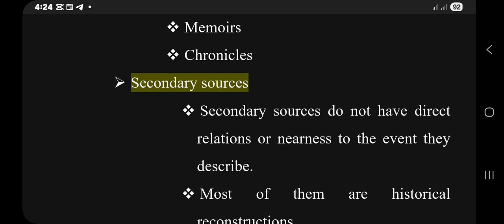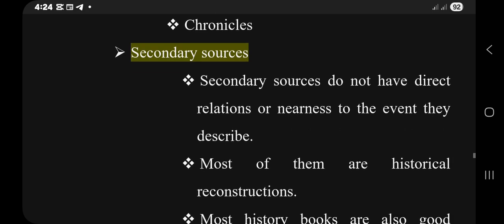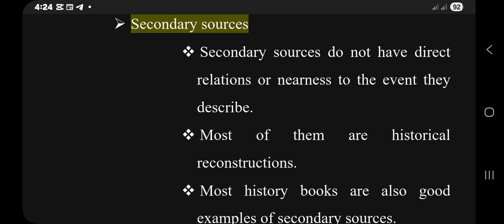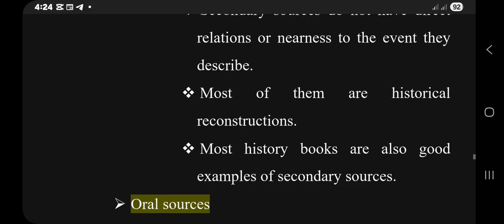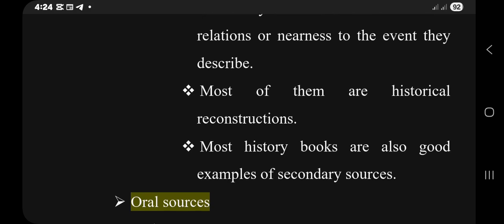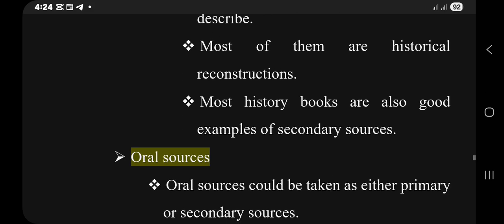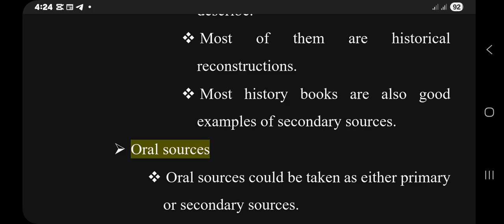Secondary sources do not have direct relations with the event they describe. They are reconstructions of primary sources. So, most history books are examples of secondary sources. Other examples could be articles and novels. Because they do not have direct relations with the event they describe, they are not as reliable, but still they are very important as sources of history.